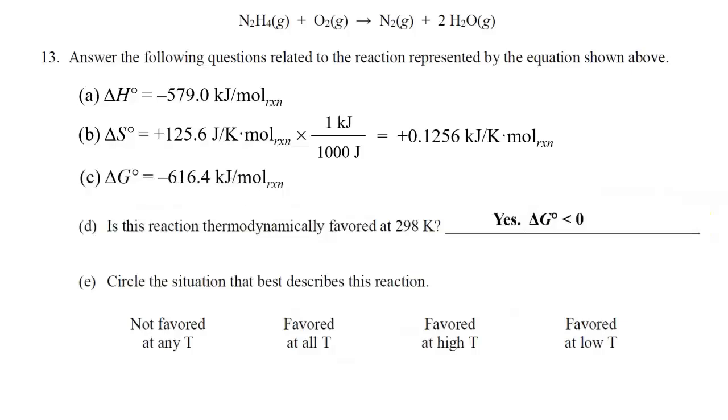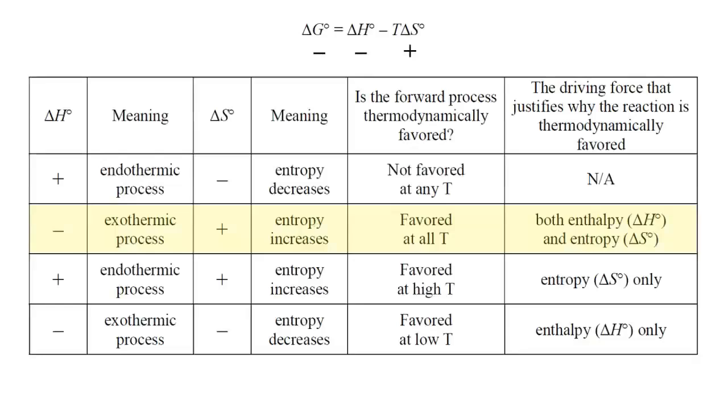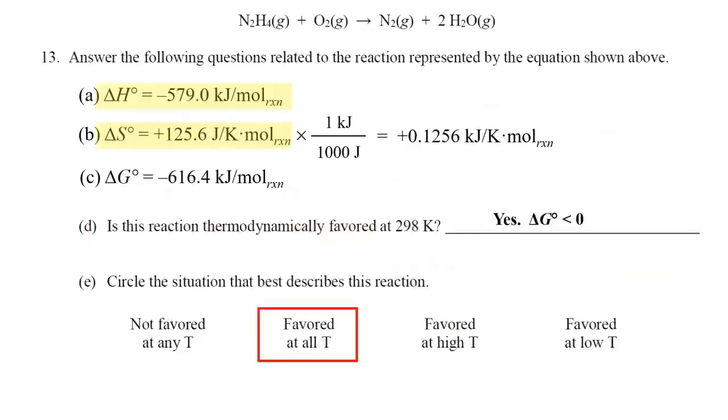In part E, circle the situation that best describes this reaction. Not favored at any temperatures, favored at all temperatures, favored at high temperatures, or favored at low temperatures. Let's focus on the sign of delta H, which happens to be negative, and the sign of delta S, which happens to be positive. Let's go back to that table and see what happens when you have a negative delta H and a positive delta S. So that would mean that this process is favored at all temperatures. So that is the answer to part E.